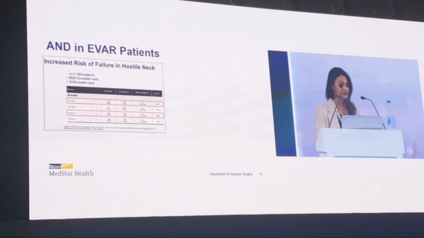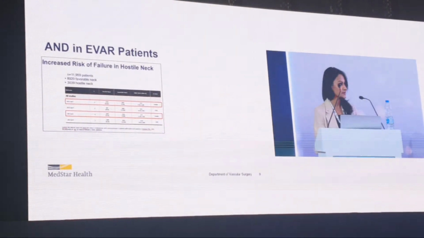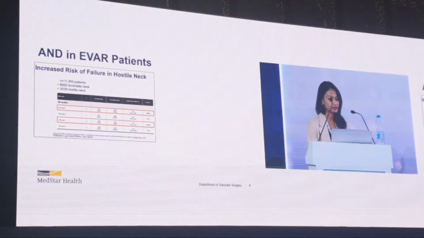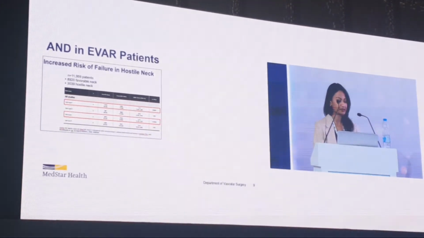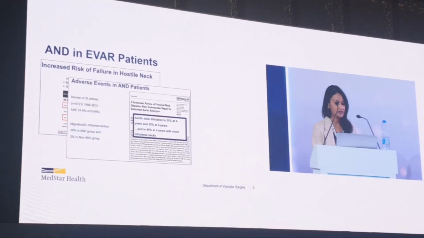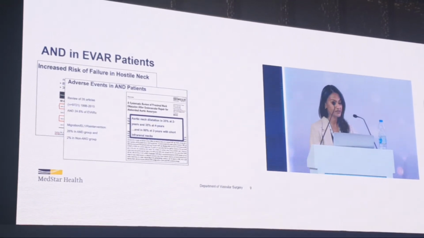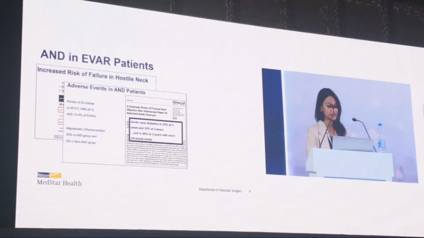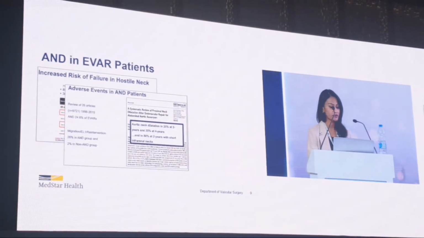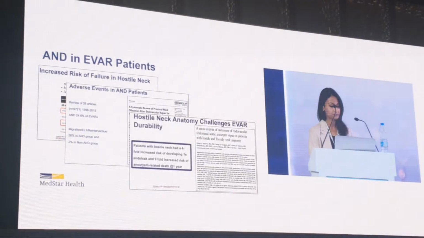There's multiple literature out there talking about the increased risk of failure in hostile necks. This is one of the systemic reviews with 12,000 patients, and they demonstrated that the type 1A endoleak is significantly higher in patients with hostile necks. Here's another paper that shows us that patients who had aortic neck dilatation had a significantly higher risk of type 1A endoleaks as well as migration and reintervention rates. And it was even higher in patients with infrarenal short necks.